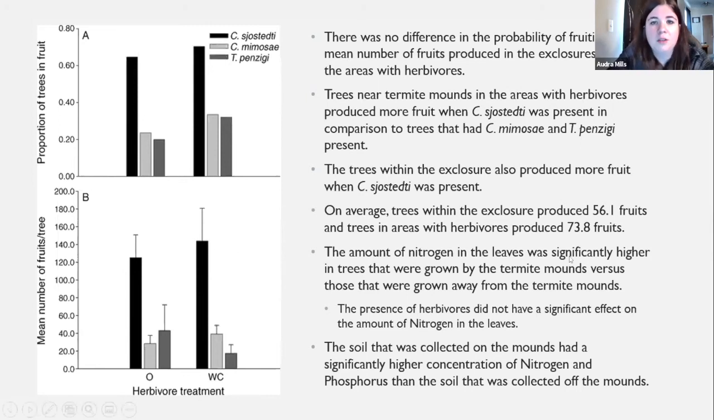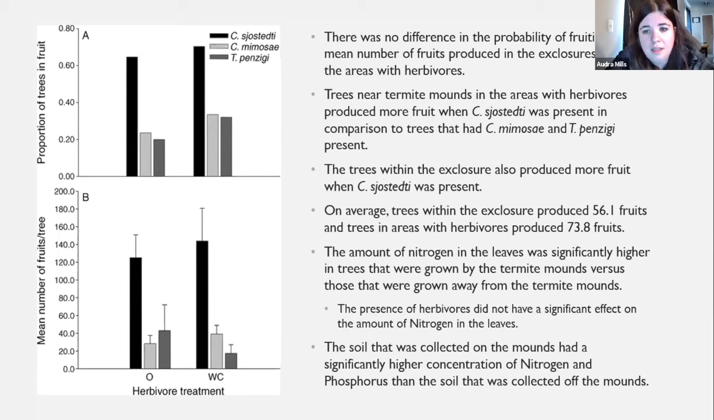But the trees near termite mounds, both in the areas with herbivores as well as the areas without herbivores, produced a lot more fruit when the Joe Steady was present in comparison to trees that had the other ants. And on average, the trees within the exclosure produced 56.1 fruits, and trees in areas with herbivores produced 73.8 fruits. So that's not a huge difference.